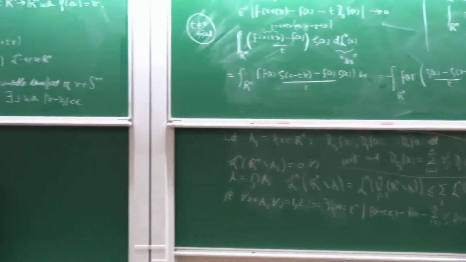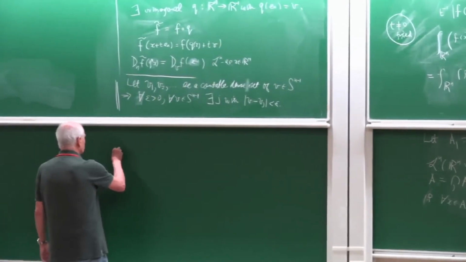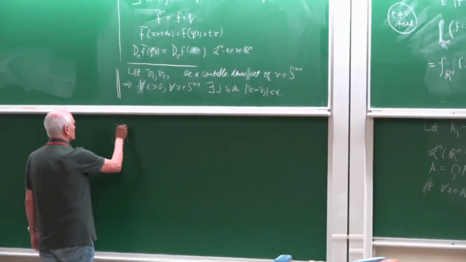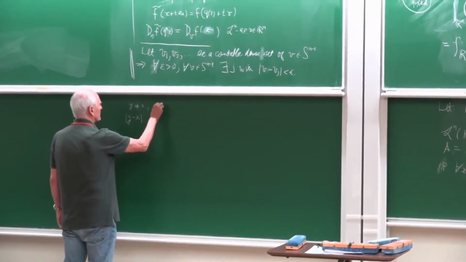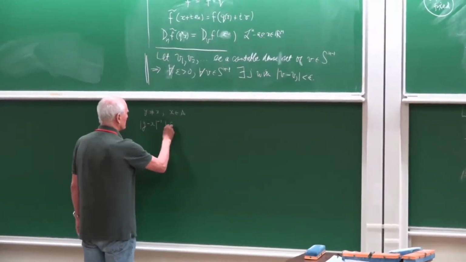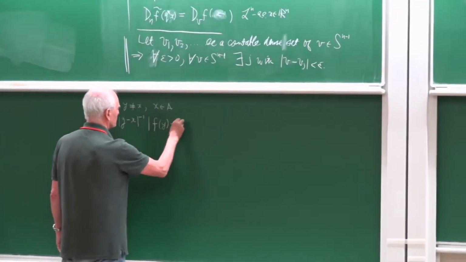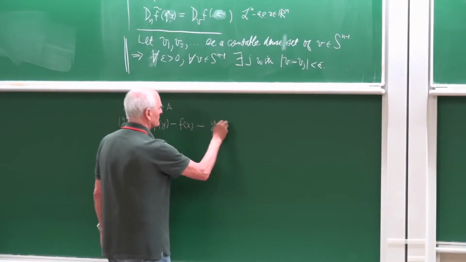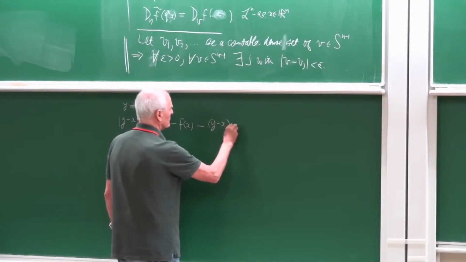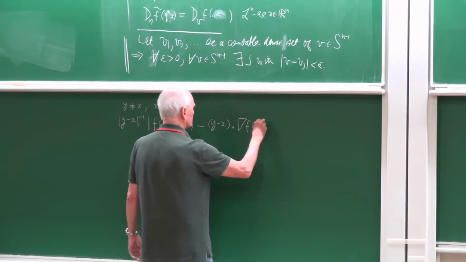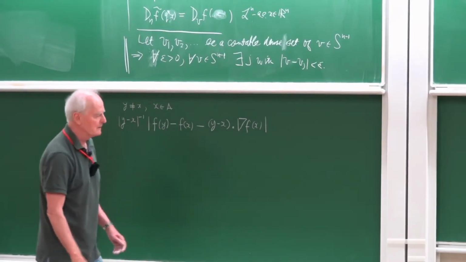So let's look at the difference quotient. Take y not equal to x, where x is in A, and let's look at the difference quotient: the absolute value of f(y) minus f(x) minus (y minus x) dotted with grad f(x). Let's look at that.